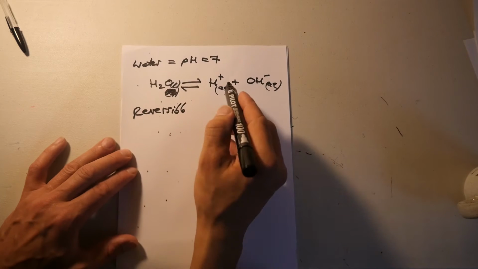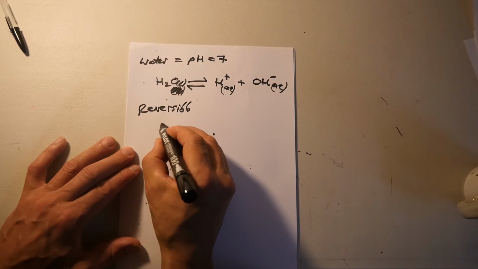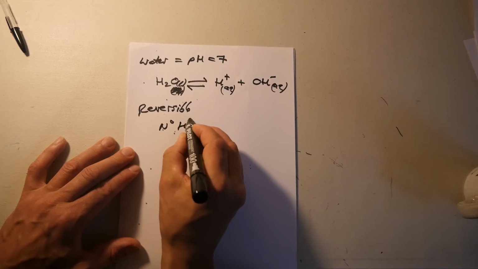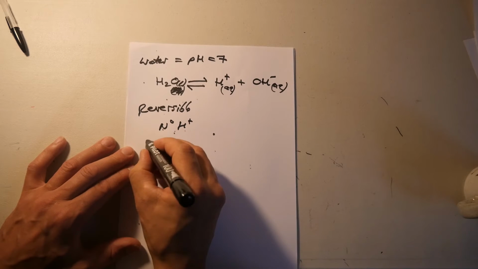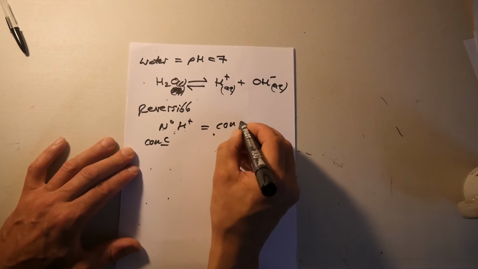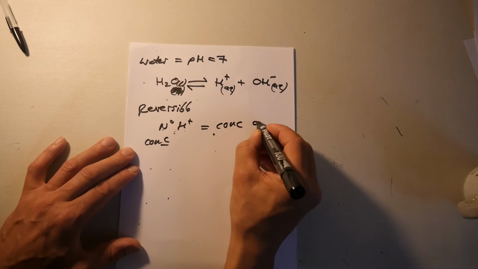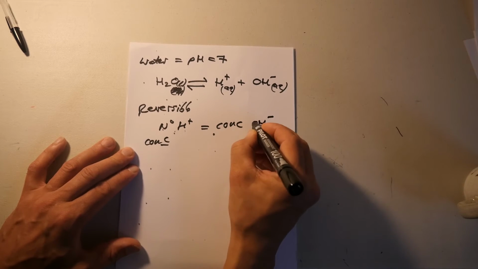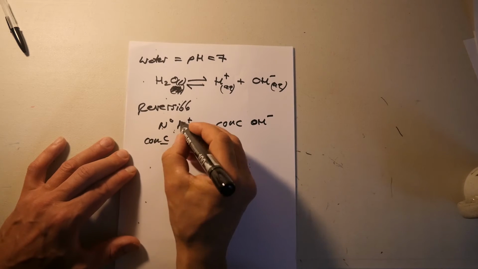So yeah, the number of hydrogen ions, or the concentration, is equal to the concentration of hydroxide ions, okay?